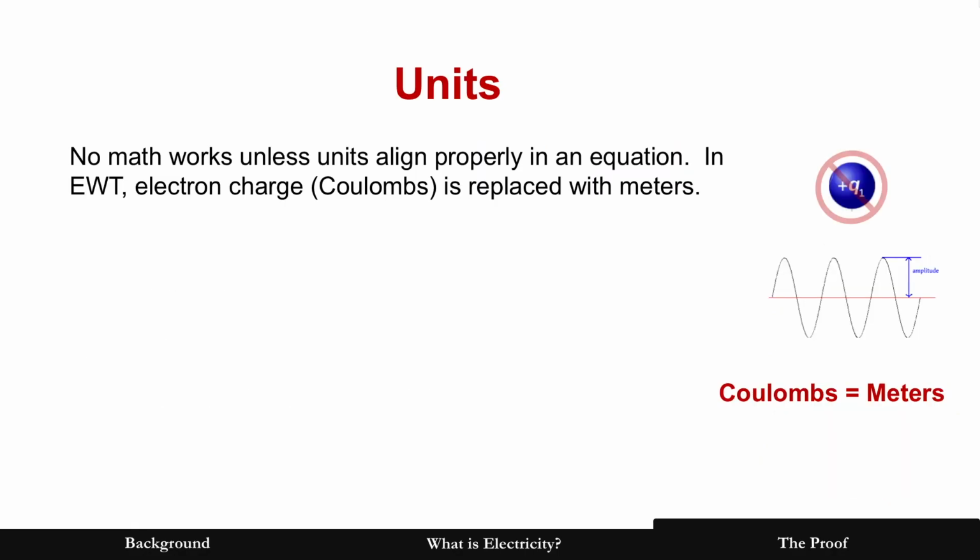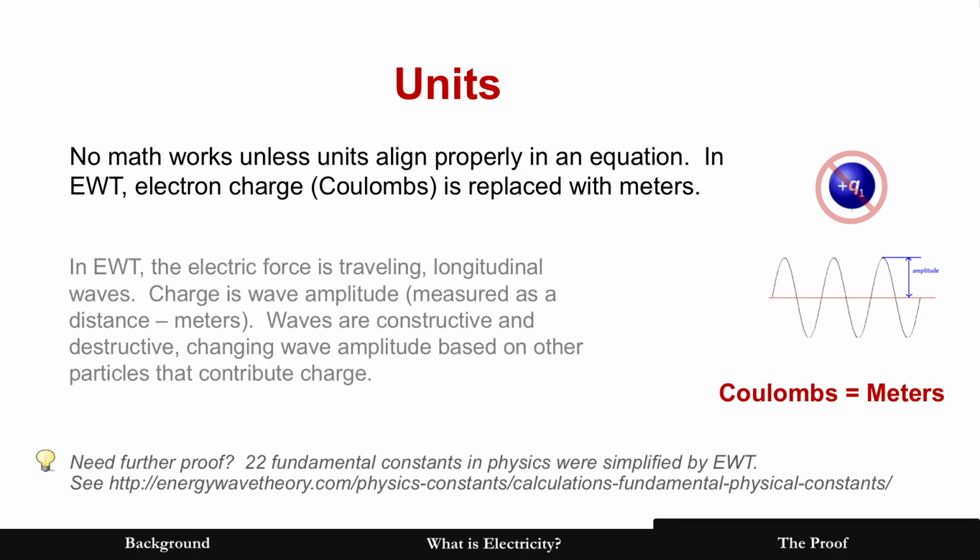So let's get started first with units, because in math, nothing works unless the units align properly in an equation. Now in EWT, which is energy wave theory, electron charge, or coulombs, is replaced with meters. And here's why. In EWT, the electric force is traveling longitudinal waves, and these waves can be constructive or destructive based on other particles in vicinity, and that's what causes a larger charge, for example, if they're constructive.